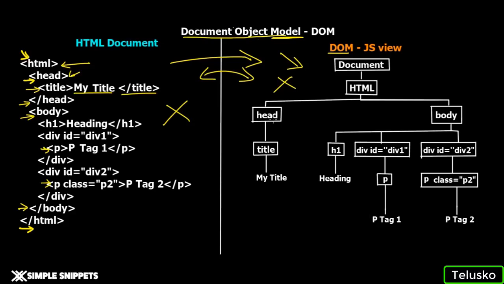For example, if you want to change the text inside the title, you can easily access this title object in JavaScript by accessing the document object model, and then you can change the text inside the title.